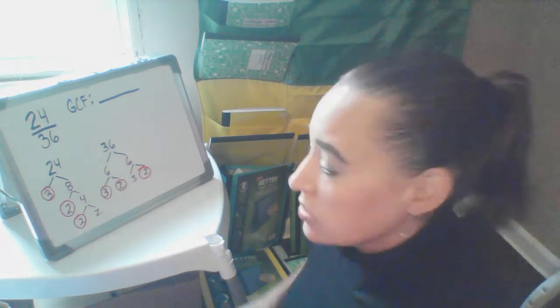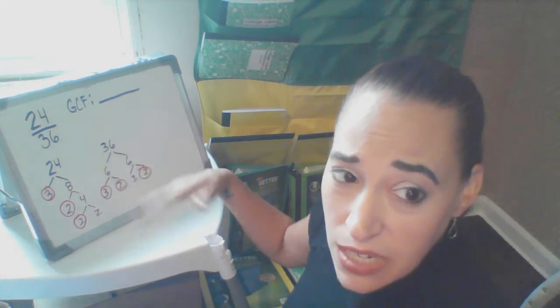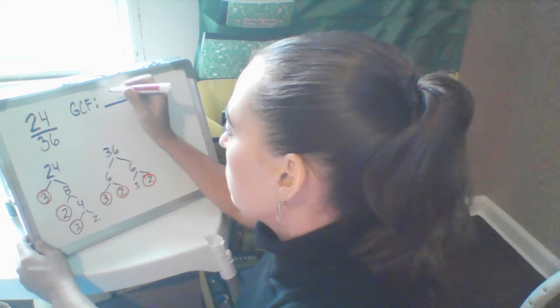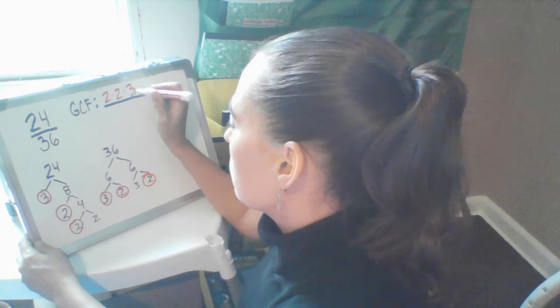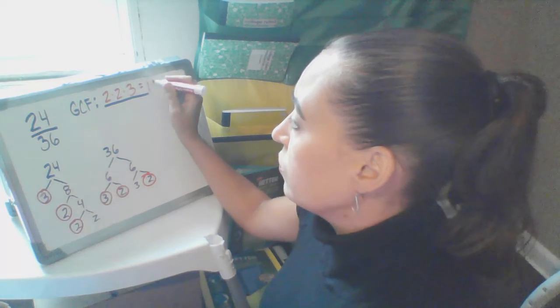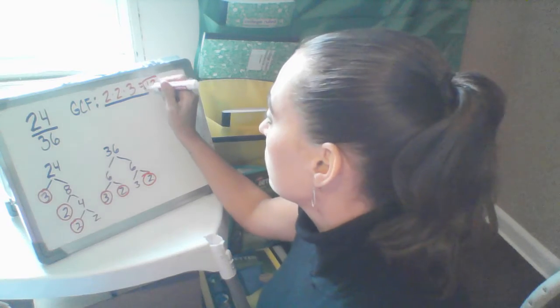Okay, because there's not another 2 on this side, I can't circle it. There's not another 3 on this side, I can't circle it. So they're the only ones they have in common. So the GCF would be 2 times 2 times 3. 2 times 2 is 4. 4 times 3 is 12. Okay, so their GCF is 12.